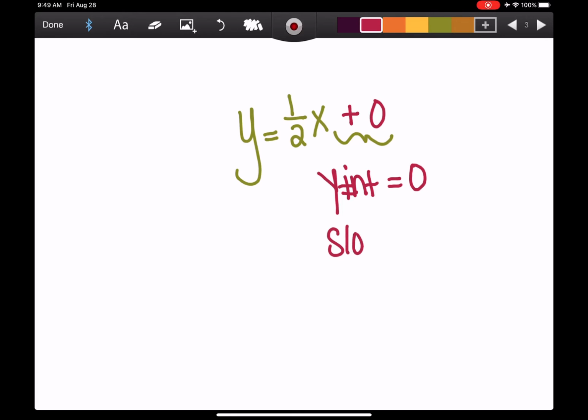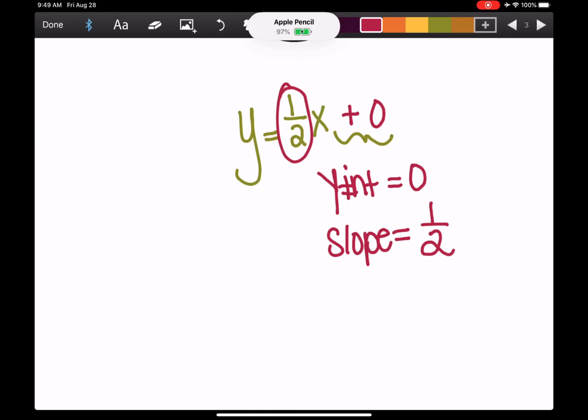And if I asked you what's the slope of this function, what would you tell me? You would tell me it's a half, right? Because it's what's in front of x. So there you go, quick summary and review of the parts of a linear function.